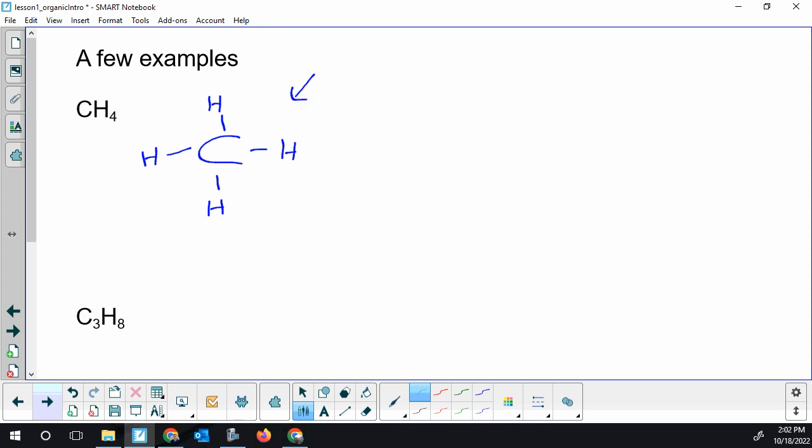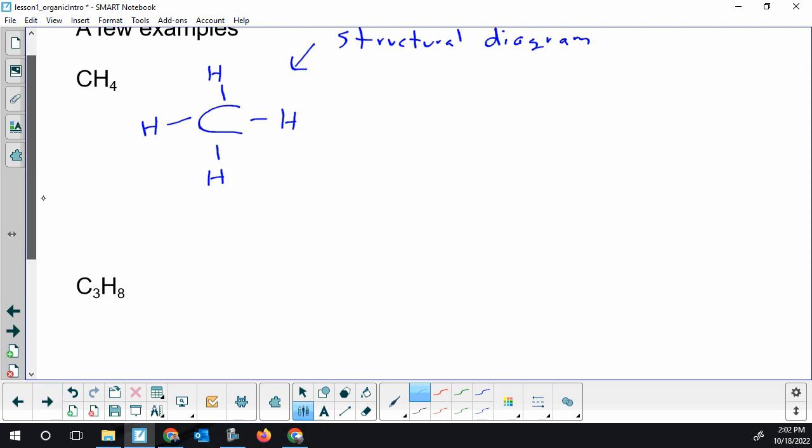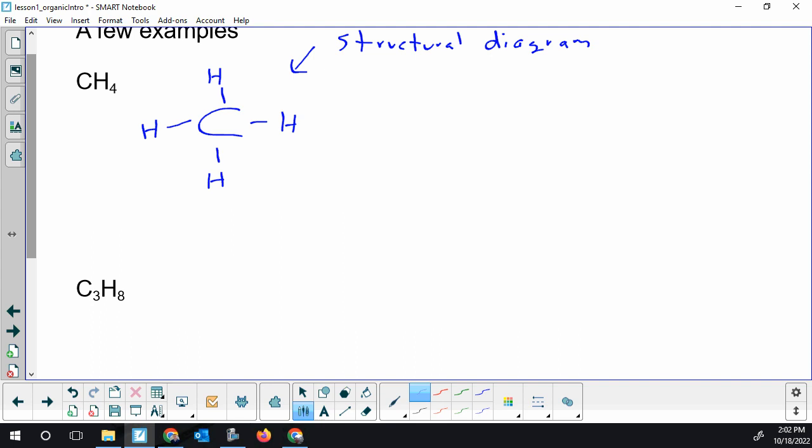This in Chem 30 is what we call a structural diagram. We'll learn 3 distinctive diagram types. The first is the Chem 20 type. I'm going to build up in complexity in my 3 examples. C3H8. So we went from 1 carbon to 3 of them.